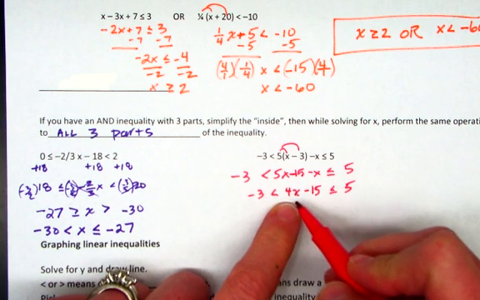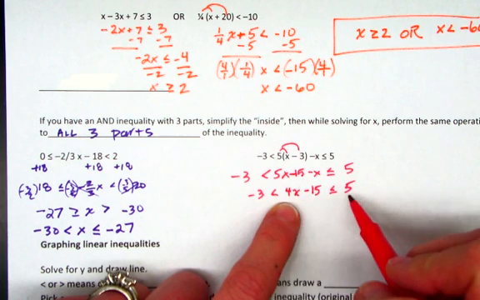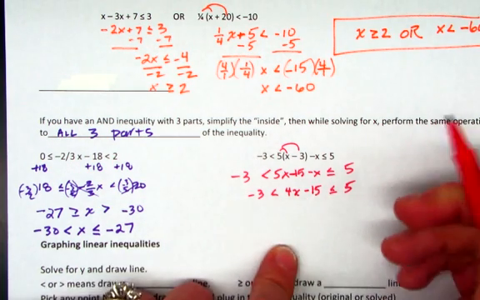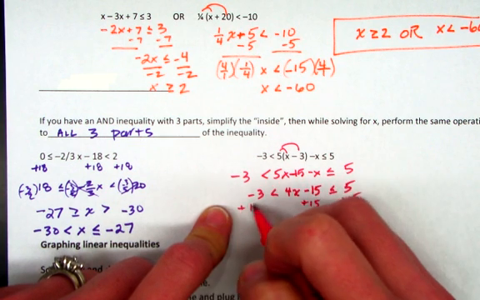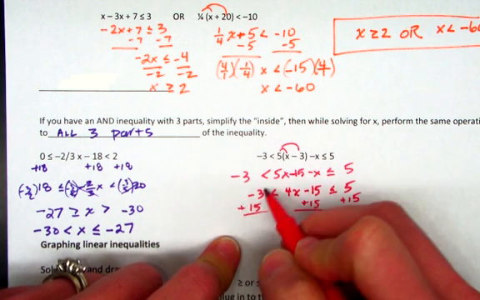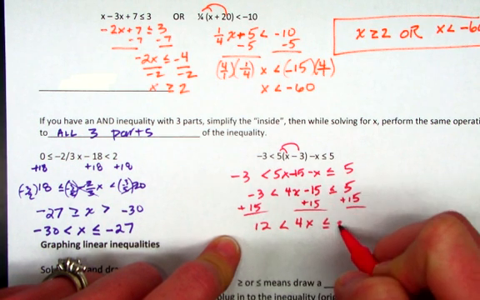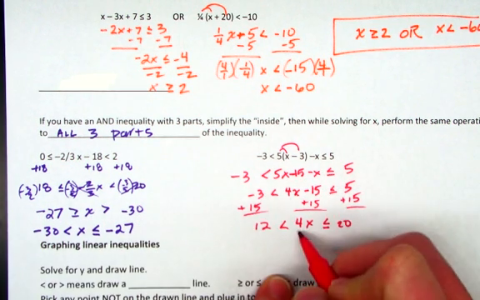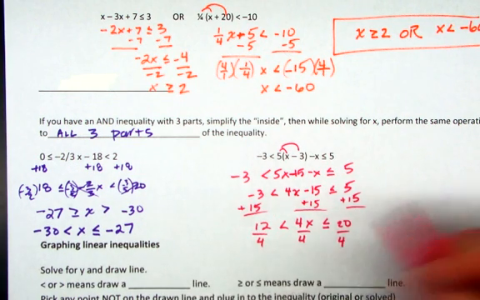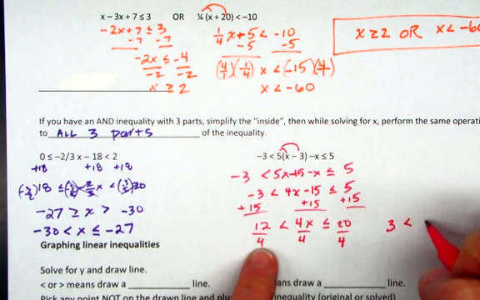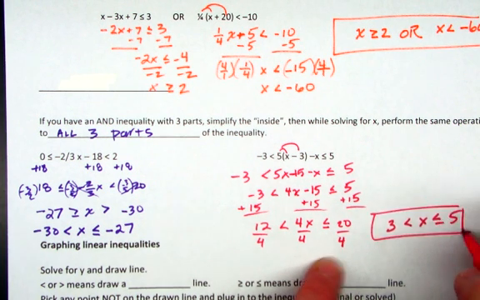Okay, so the inside is simplified. Now we're trying to solve for x. Once we get to this point, we need to make sure to do the same operations to all 3 parts, left, middle, and right-hand side. So we're going to add 15 to all 3 parts. So we end up with 12 less than 4x less than or equal to 20. And now to isolate this 4, we're going to divide by positive 4. And so then we're left with 3 less than x less than or equal to 5. So that would be the final answer there.